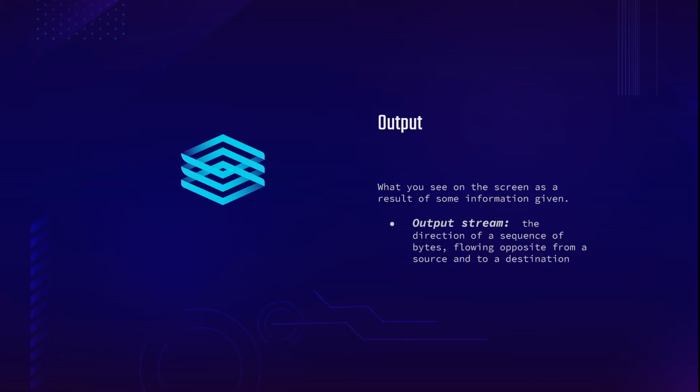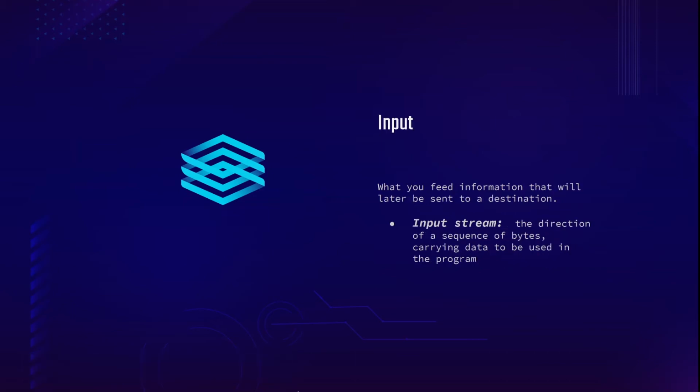So the way it's considered in C++ is that input and output are streams of information, right? So the stream is going to be the direction of any given sequence of the actual bytes, flowing from the source to a destination for the output. The input is whatever information you're feeding it that will later be sent to some destination. So an input stream is the direction of a sequence of bytes carrying data to be used in the program. It could be an intermediary, it may not necessarily go directly to the destination, it's just being carried somewhere.